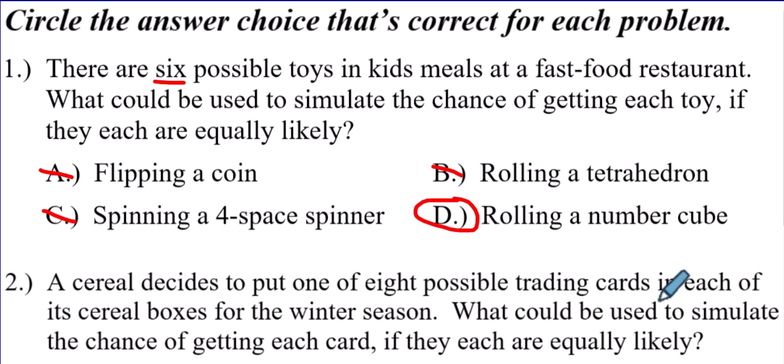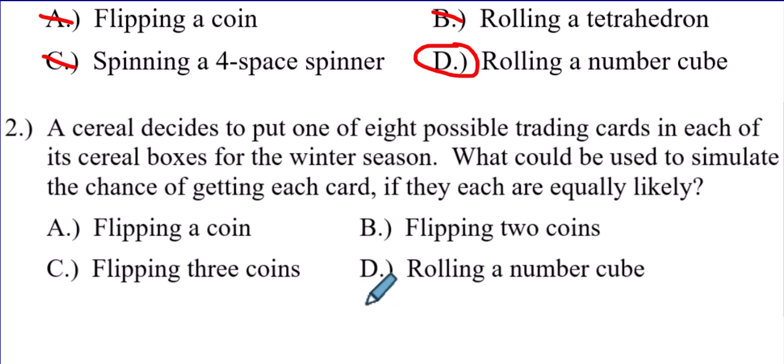Okay, have you already done numbers 2, 3, and 4? Problem number 2. We have one of 8 possible trading cards showing up in these cereal boxes. Flipping a coin? No, that only has 2 outcomes. Flipping 2 coins, 2 times 2? No, 4 outcomes. Flipping 3 coins, 2 times 2 times 2, because each coin has 2. So 2 times 2 is 4, times another 2 is 8. Yes, that actually would work.